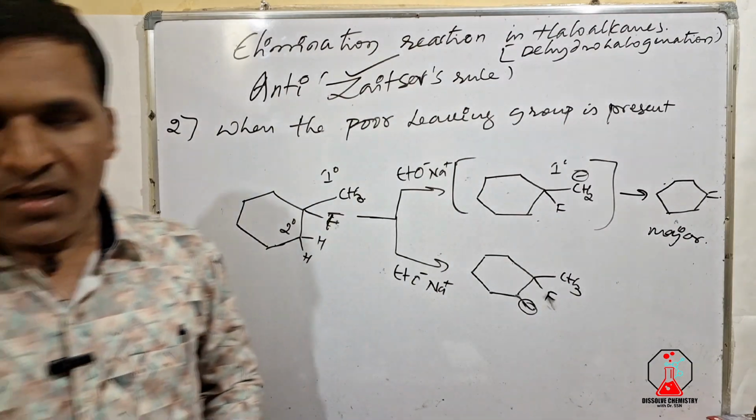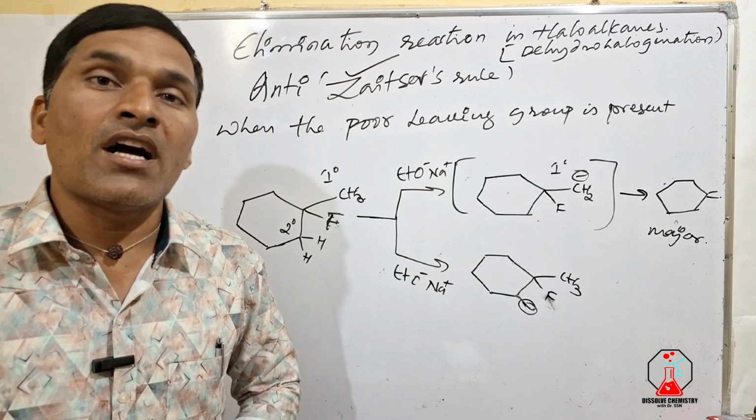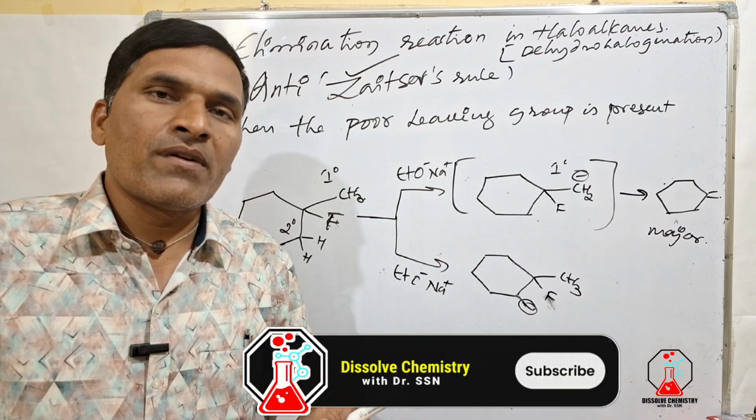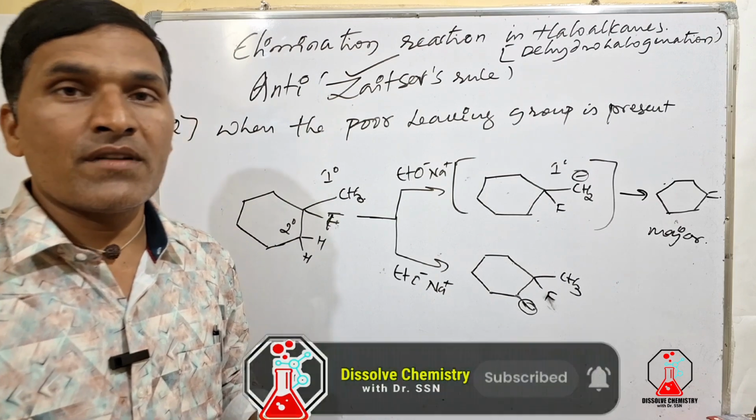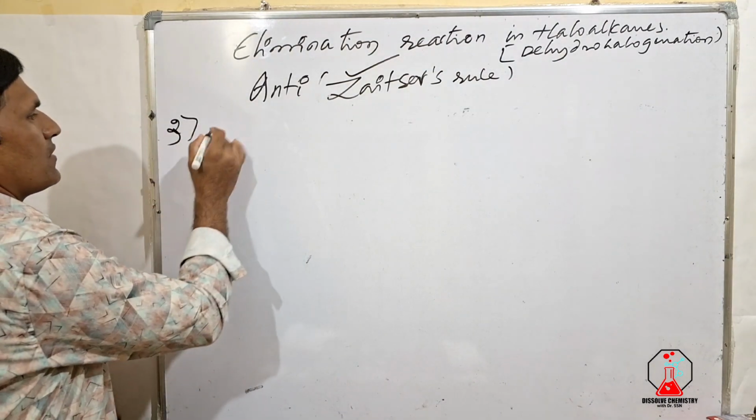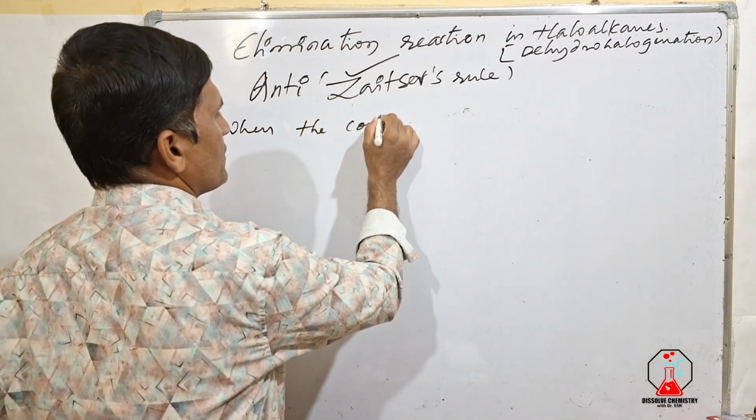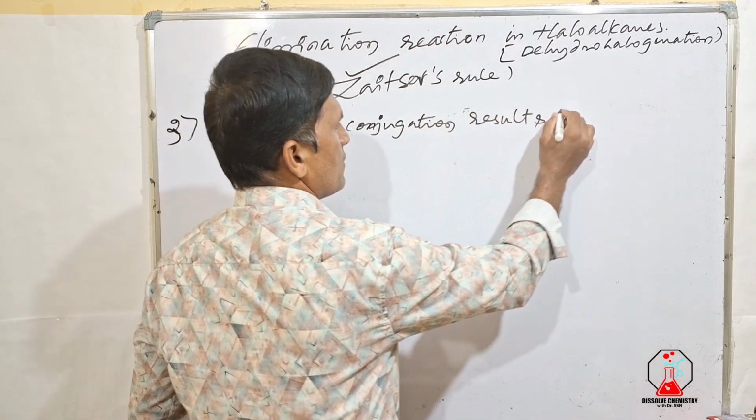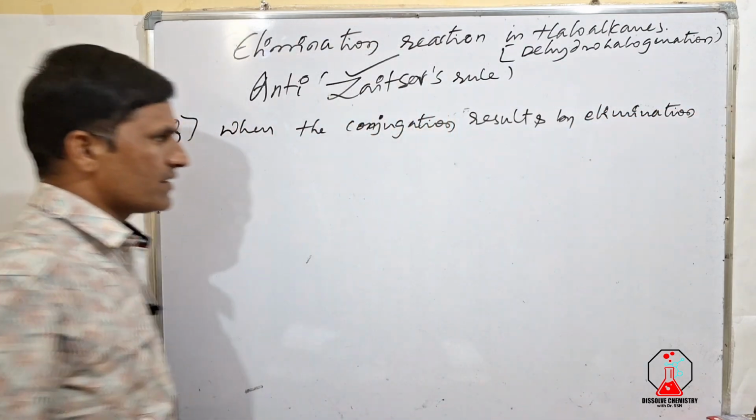And the third case is, if the abstraction of the proton leads to the formation of conjugation with another pi system in the substrate, then that is more preferred rather than what? Abstraction of the proton from the fewer number of hydrogen atoms on the beta position according to Zaitsev's rule. So that one we will see. Third limitation is when the conjugation results by elimination. Okay, we will see that one.